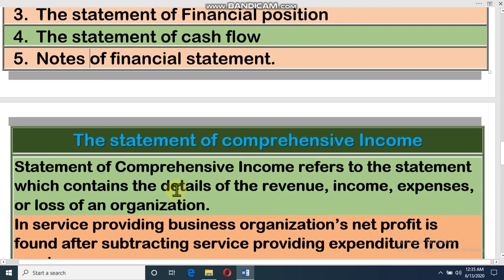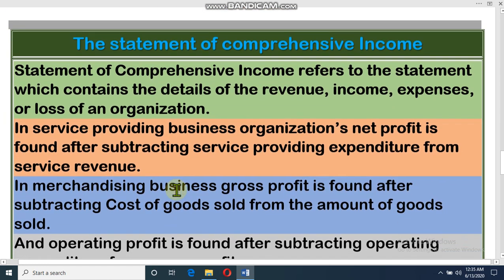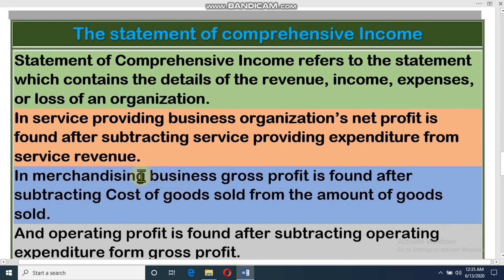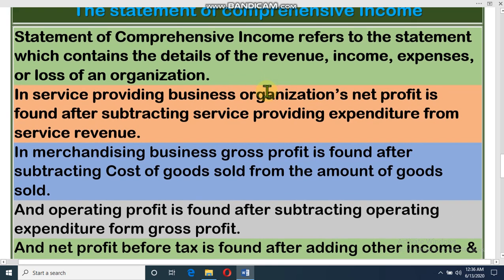Let's come to the statement of comprehensive income. Dear student, statement of comprehensive income refers to the statement which contains the details of revenue, income, expenses or losses of an organization. That means in the comprehensive income statement, all of the revenues of an organization are recorded. Dear student, you know that revenue means income. An organization earns different types of income from different sources. All income will be recorded in income statement.